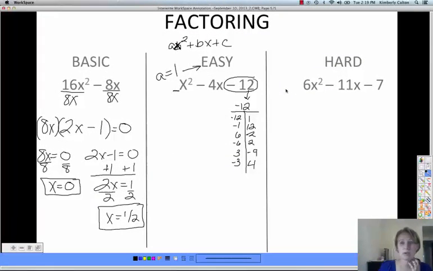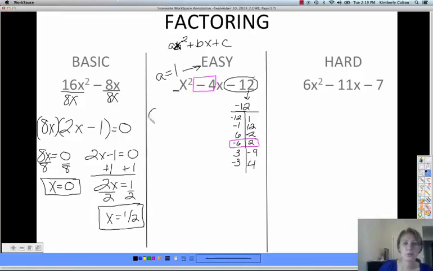Using the factors that we found, now we want to figure out how to solve the rest of it. We want to look at that middle term, which happens to be negative 4. I want to look through my set of factors and see which ones add up to negative 4. In this case, negative 6 and 2 add up to negative 4.